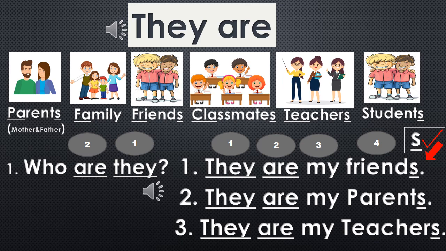Now let's use the who question for they. Number 1. Who are they? They are my friends. They are my parents. They are my teachers. So remember, if you are introducing two or more persons, use they are. And remember to put S at the end of the words to show that you are referring to more than one person.